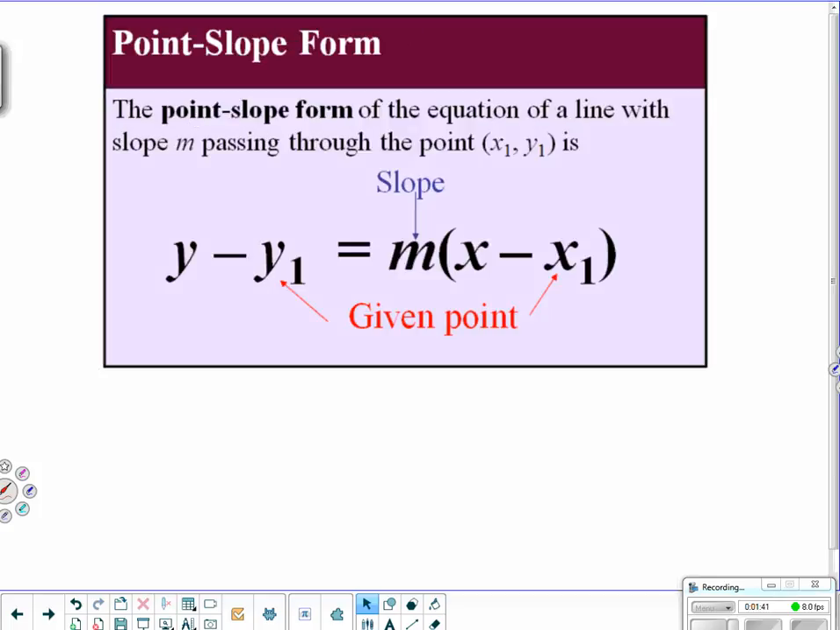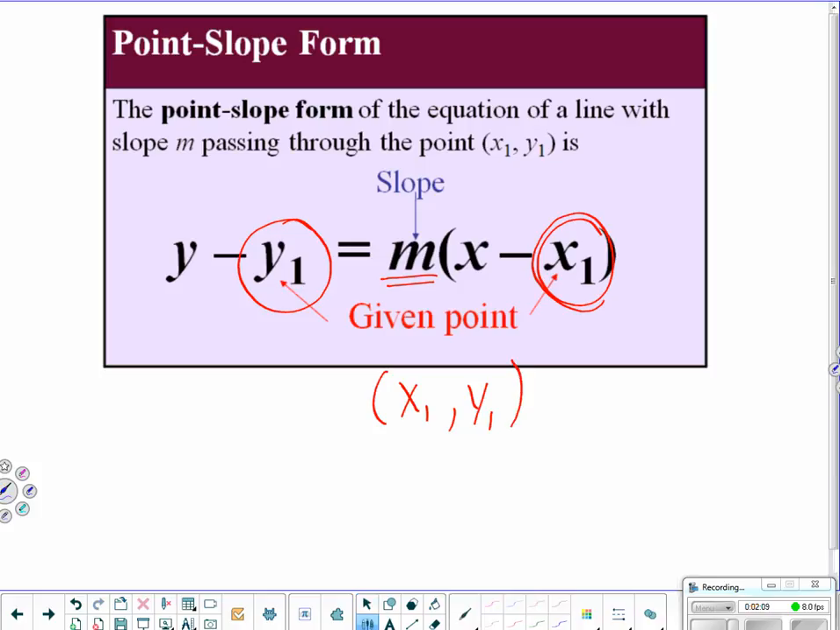Point-slope form is often a very convenient form to use if I know the slope of a line and a point that it passes through. So here you can see we pick up our slope, that's where that belongs, and then we get the ordered pair. We have an x sub 1 and a y sub 1, giving us this point (x1, y1), and this line would go through it.